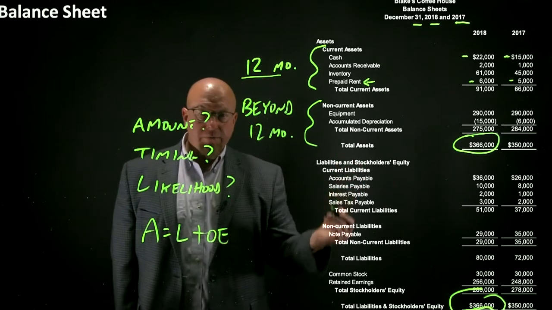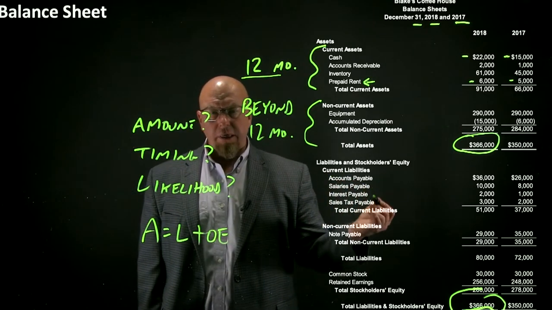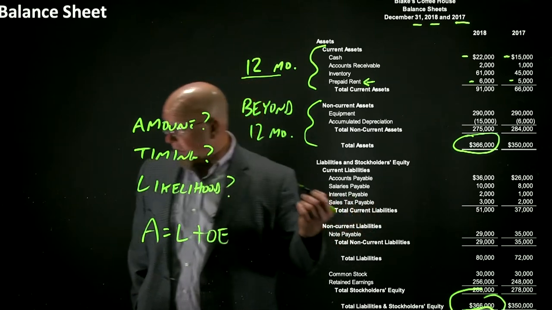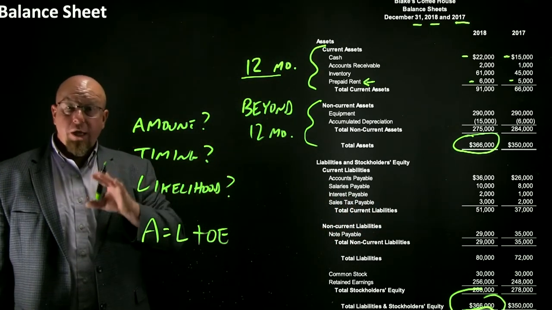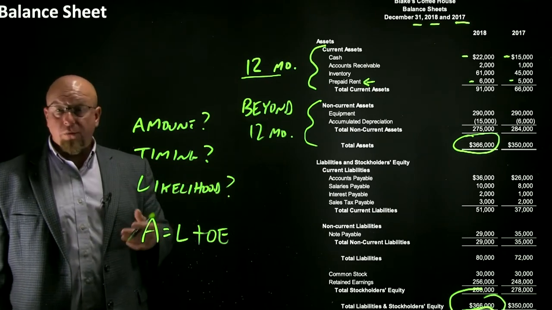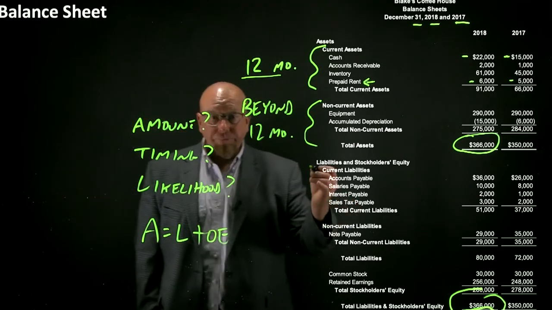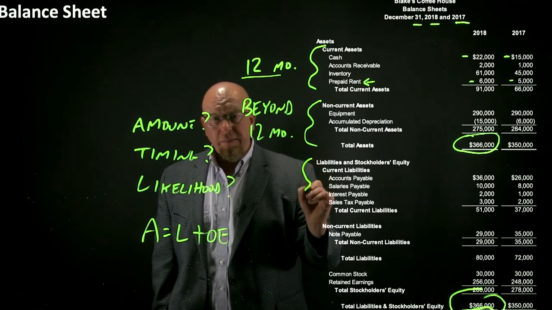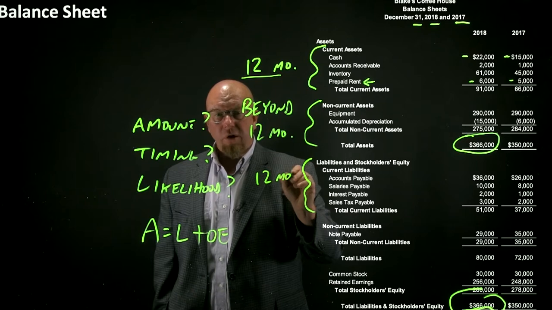Then we have some other kind of short-term payables here. Maybe we owe our employees a little money. We owe some interest on the bank loan. Sales tax. We collect sales tax from our customers, and we actually have to remit that to the state government. And that's a short-term liability where we're just kind of holding the state's money for a little bit. So go back to that timing. All these current liabilities, we expect to have to pay within 12 months.